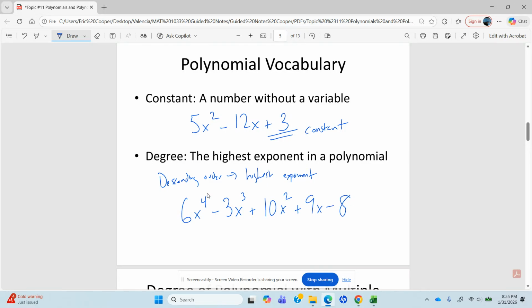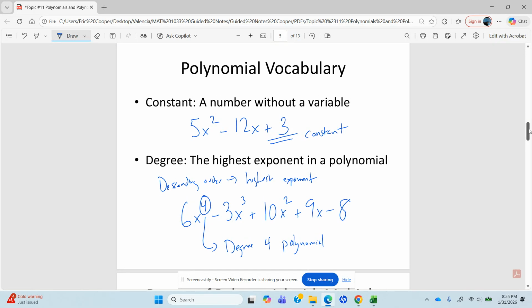again, in this case, the 4 would be the degree. So this would be a degree 4 polynomial. It is the highest exponent in the polynomial. So when we look for degree, we look for the highest exponent. We make sure our polynomial is written in descending order. If it's not, we just move exponents and coefficients around to put it in descending order.